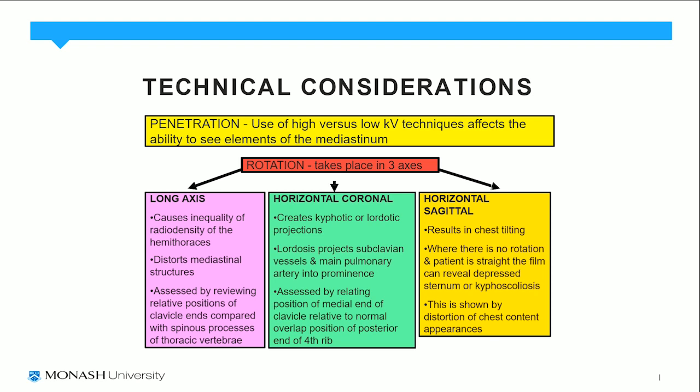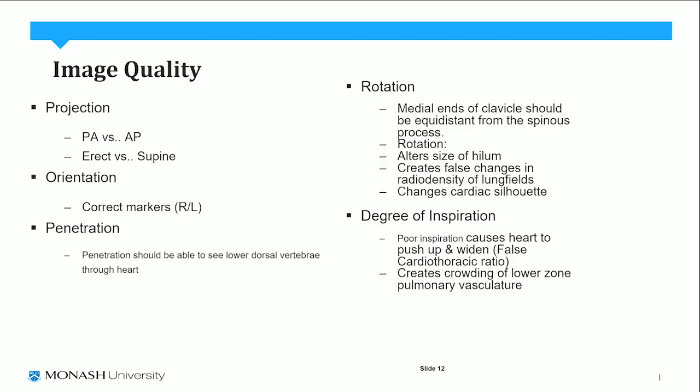Horizontal coronal rotation creates kyphotic or lordotic projections. Lordosis will project the subclavian vessels and main pulmonary arteries into prominence. This is assessed by relating the position of the medial end of the clavicle to the normal overlap position of the posterior end of the 4th rib. Horizontal sagittal rotation is the result of chest tilting. Where there is no rotation and the patient is straight, the film can reveal a depressed sternum or kyphoscoliosis, and this is shown by the distortion of chest content appearances.